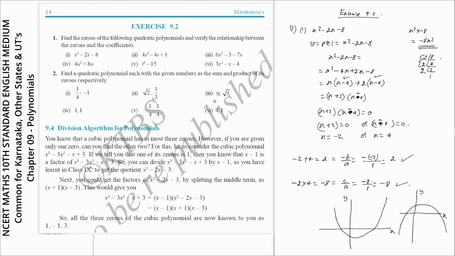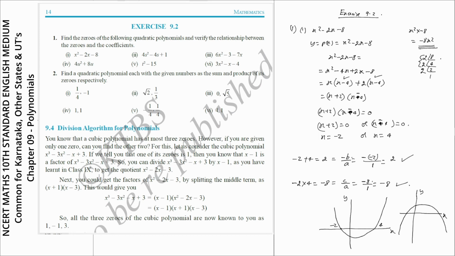And at the point x is equal to minus 2, it is intersecting the x axis, and at the point x is equal to 4 also, it is intersecting the x axis. So in either of these two forms, this polynomial will be there. If you want, you can plot, check and verify. This is not necessary for the examination, just for your understanding I am showing it.